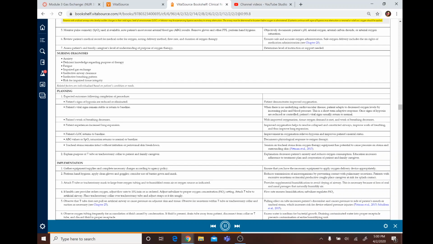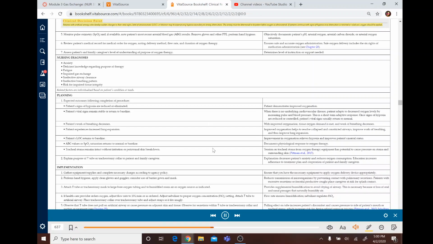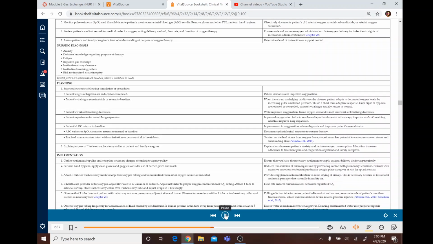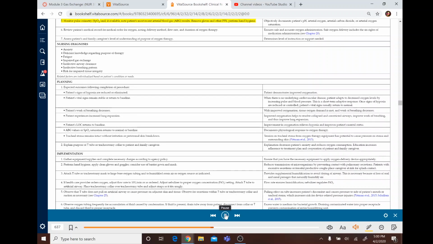Obstruction. The airway must be determined to be patent before oxygen is administered. If patients continue with signs of hypoxia once obstruction is removed or ruled out, oxygen should be applied. 5. Monitor pulse oximetry, SpO2, and, if available, note patient's most recent arterial blood gas, ABG, results.